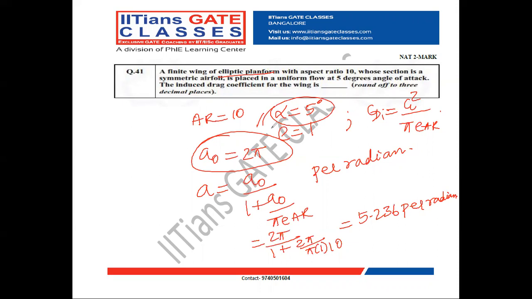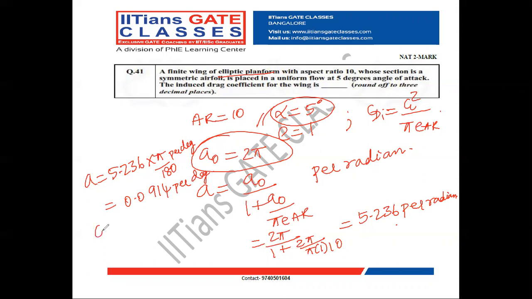But alpha is given in degrees, so you have to convert either the per radian into per degree, or alpha into radians. Either one we have to convert. So I convert A, equal to 5.236 per radian. To convert it into per degree, I multiply it by pi by 180. So my lift curve slope becomes 0.0914 per degree.